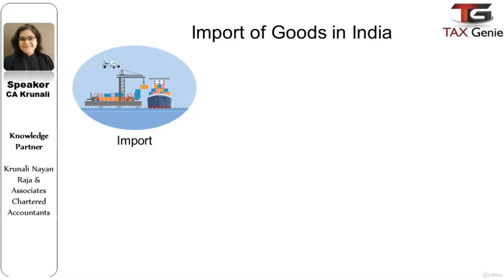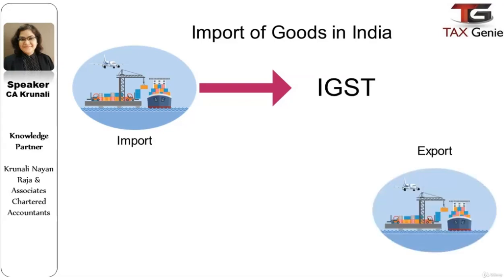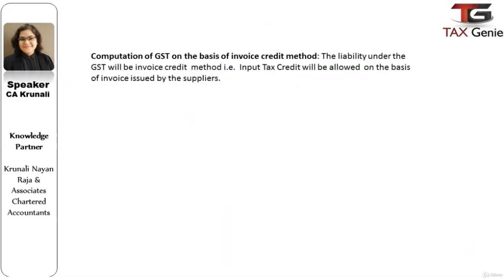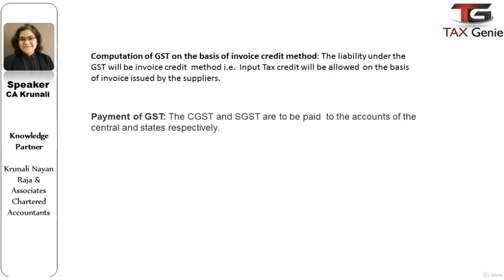Import of goods in India is liable to IGST, that is Integrated Goods and Services Tax. On the contrary, exports of goods are exempt from tax, that is they are zero rated, same as the current tax regime. Another important feature of GST is that computation of GST would be on the basis of invoice credit method. This means that input tax credit would be allowed on the basis of invoice issued by the supplier.